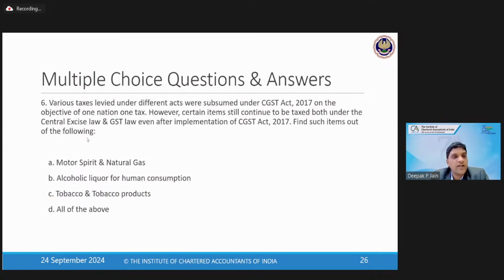Sixth question. Various taxes levied under different tax laws were subsumed under GST on the objective of one nation, one tax. However, certain items still continue to be taxed both under the central excise law and the GST, even after the implementation of GST. Find out which items are these. Motor spirit and natural gas, alcoholic liquor for human consumption, tobacco and tobacco products, or all of the above.